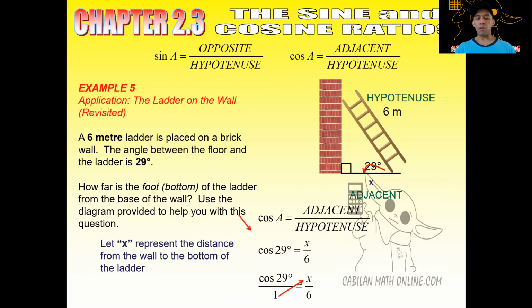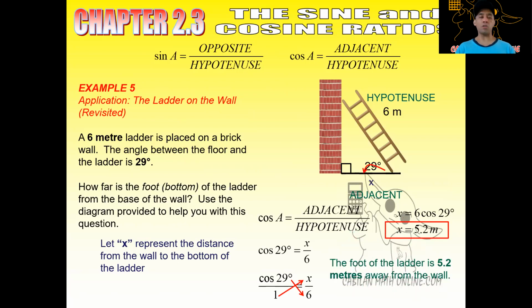Okay, and from here we cross multiply. Now, when we do this, you can actually get the answer when you put 6 cos 29 degrees in your calculator, and you should get 5.2 meters. And don't forget that since this is a word problem, please provide a concluding statement, which includes the units.